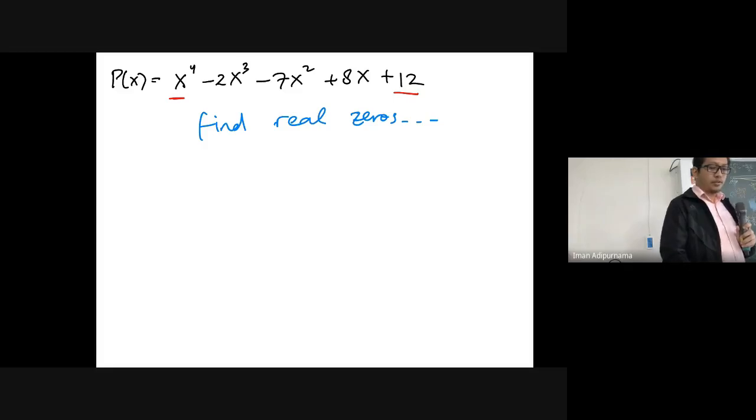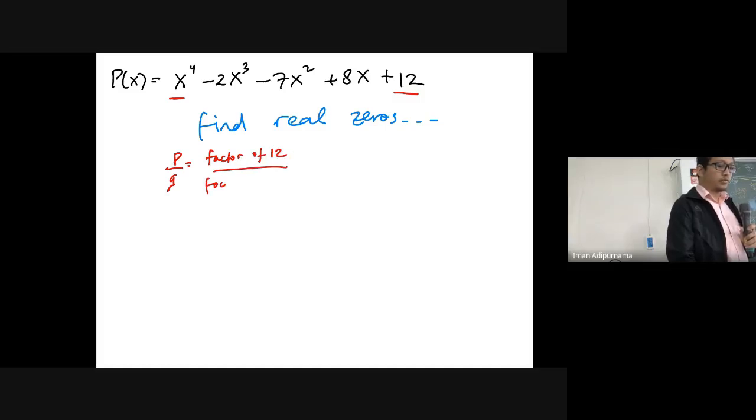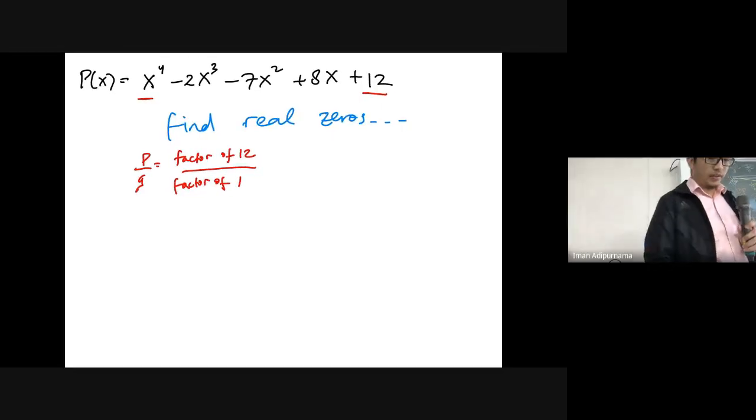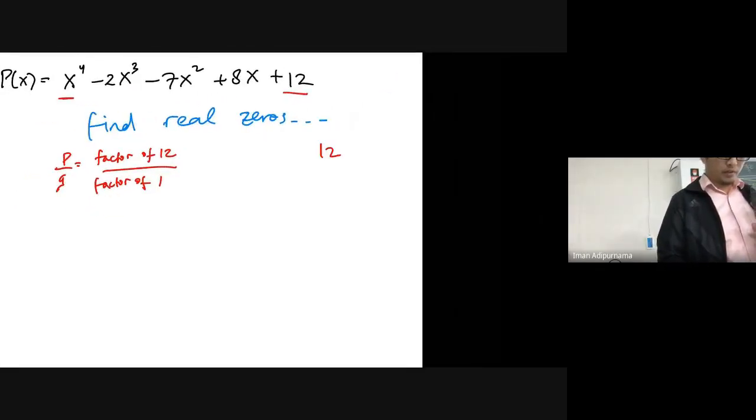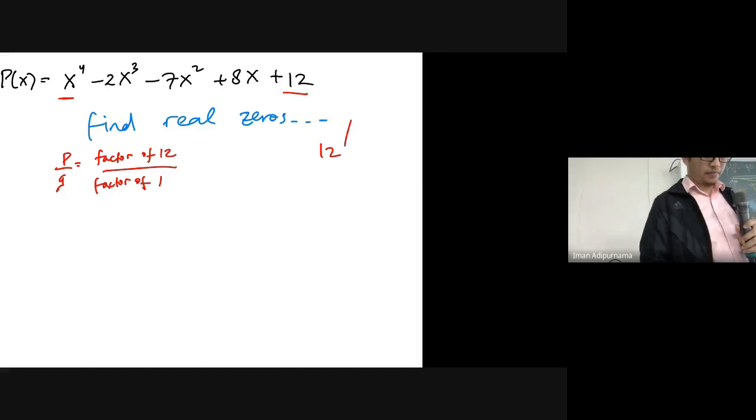Let's start from the last terms. So P over Q is factor of 12 over factor of 1. We can see from 12, what numbers can make 12? So 1 multiplied by 12, right? 2 and 6, right? And 3 and 4. Anything else? No, right? Just these 3.